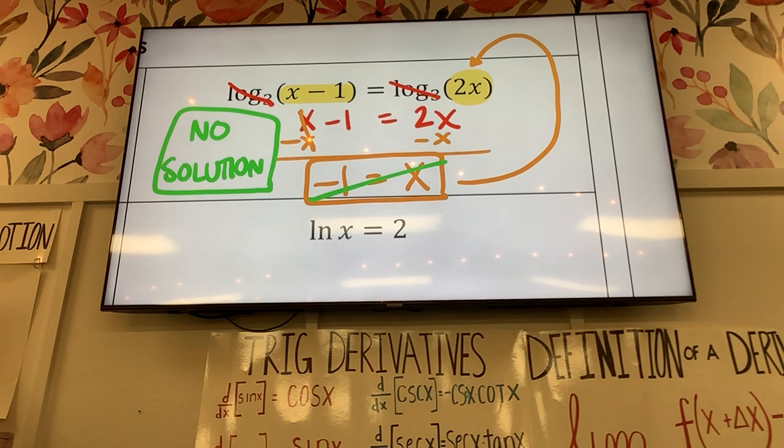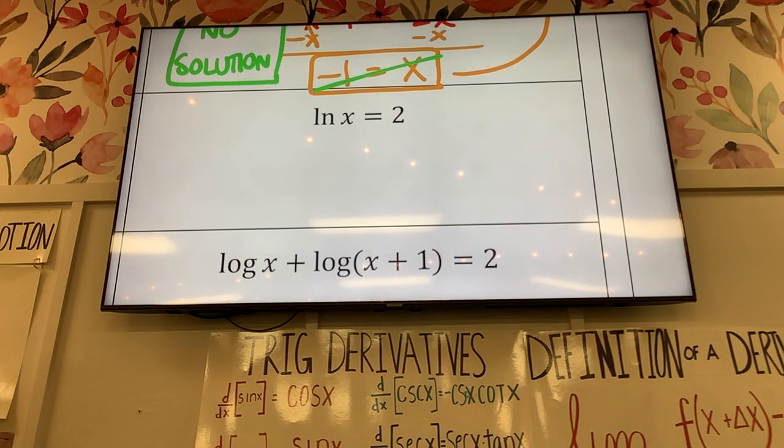And the reason why is because you can't take log of a negative number. You have that asymptote there, it's preventing you from going in the negative area. You can't take a log of a negative number, so if you get log of a negative, it's not going to work.